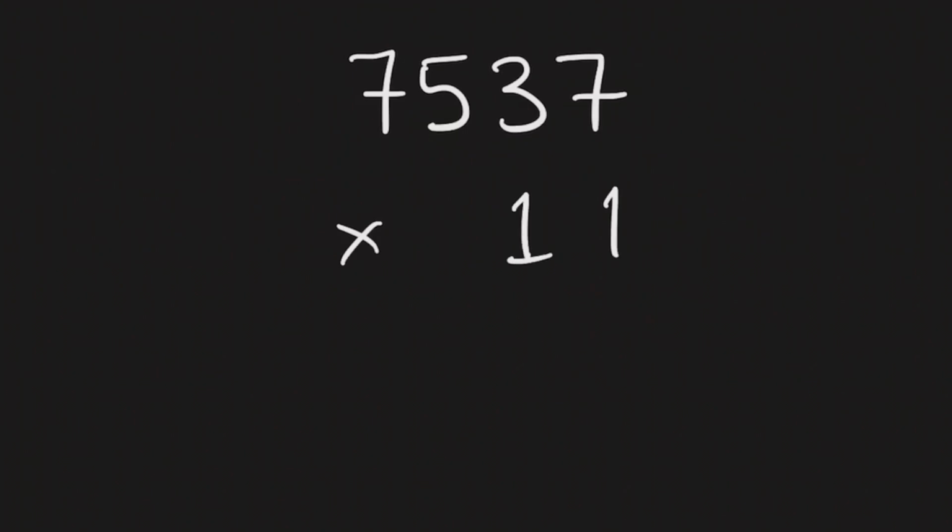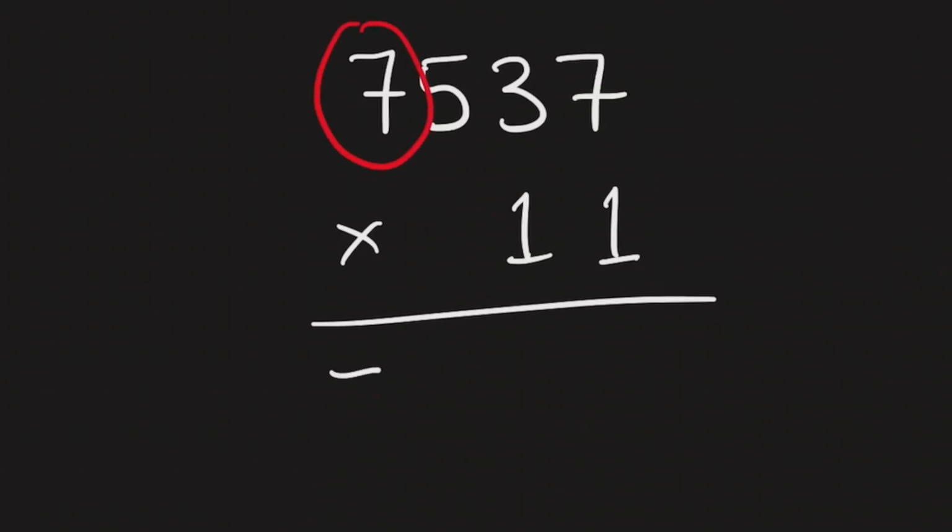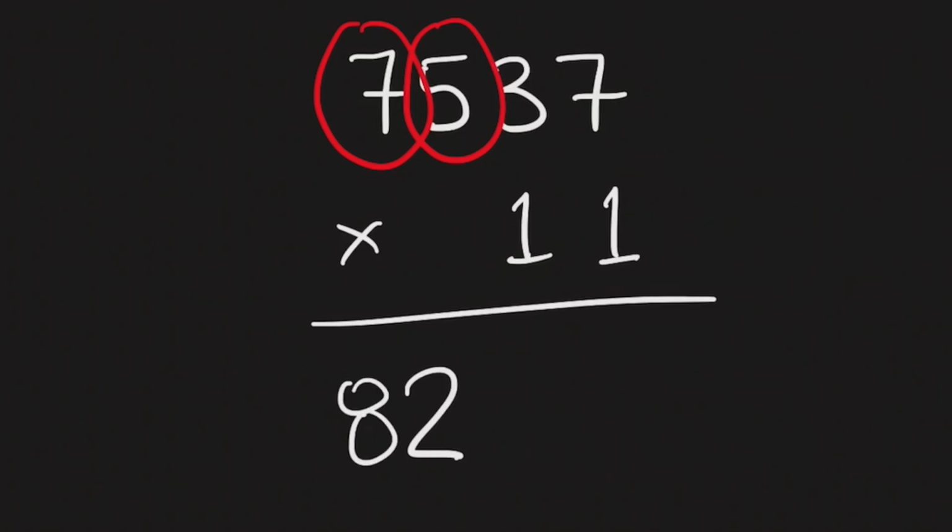Let's try some more examples. Let's say we have 7,537 times 11. We'll be doing the same steps, therefore the first digit will become 7. We'll add up plus 5 to it, which gives us 12. And the 1 will be carried over to 7, which gives us 8. 5 plus 3 gives us 8.